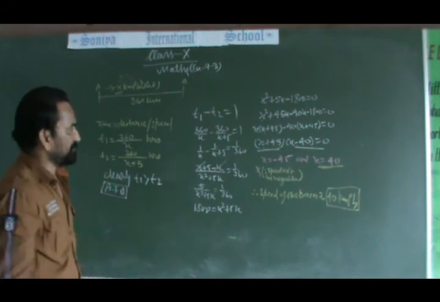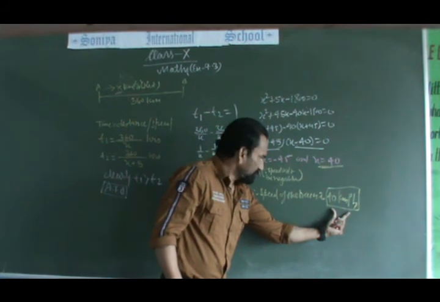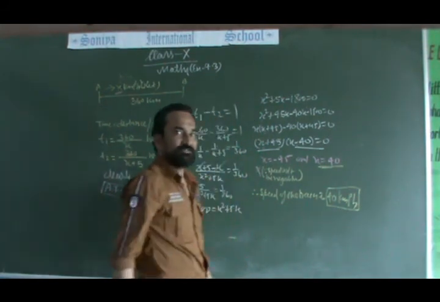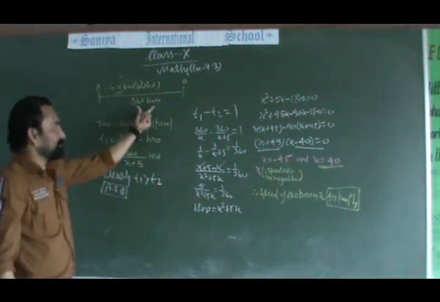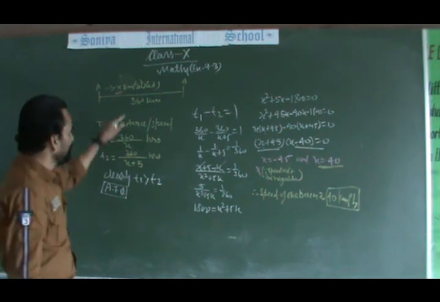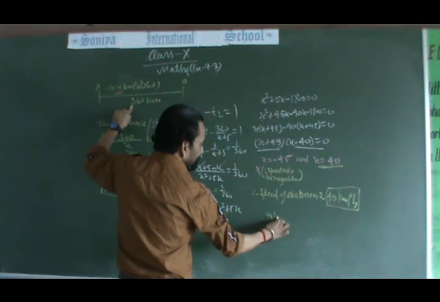Now we will check our answer. What answer did we get? 40 km per hour, and the distance of the journey given is 360 km. So how much time does it take to cover the distance? 360 upon 40, we get 9 hours.